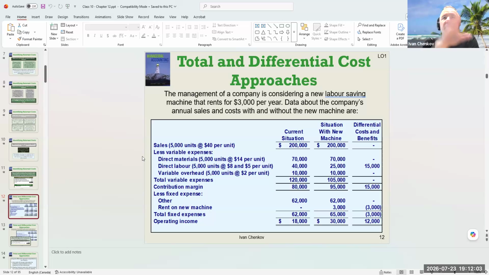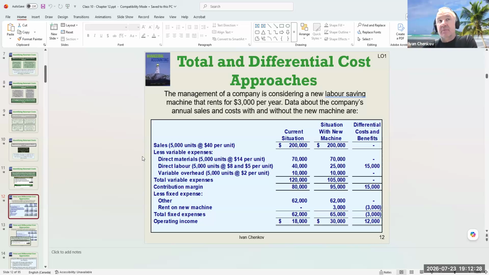So what does that mean? In this case, what they're doing is renting a new machine for $3,000 per year, which saves them $15,000 in direct labor. Is that a profitable decision? To spend $3,000 and to save 15?